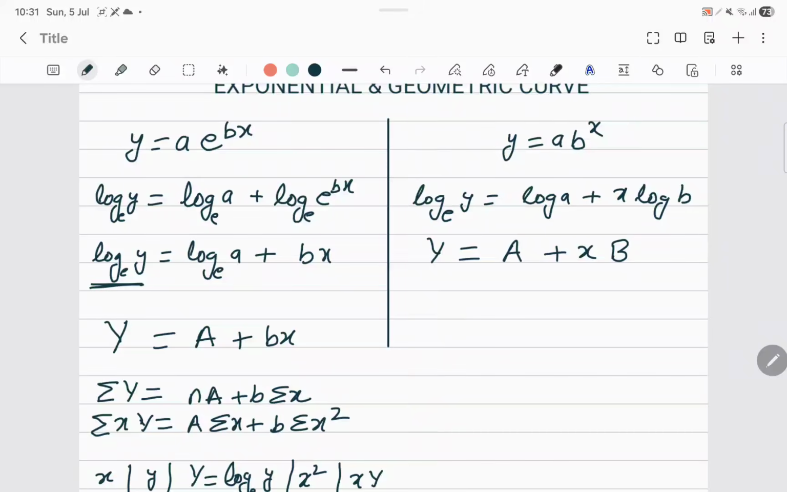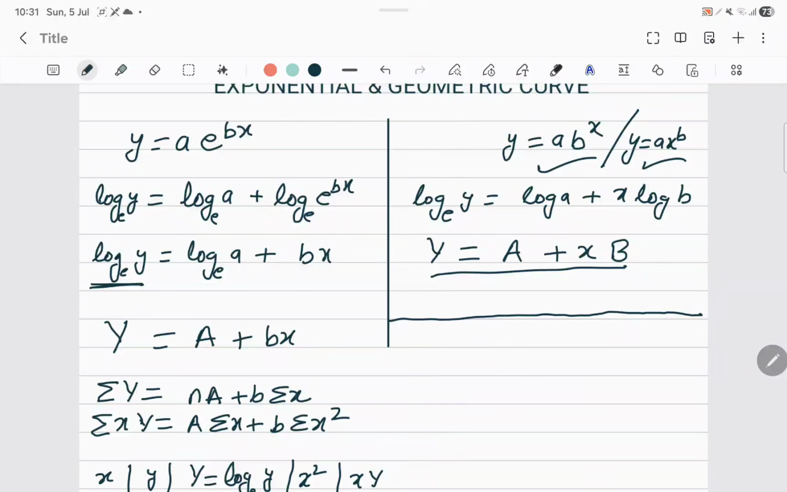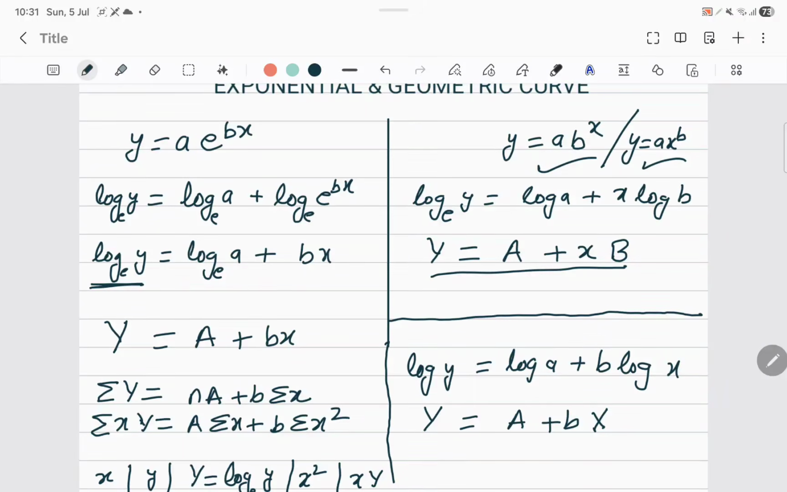In geometric, you can have y is equal to a x to the power b also, and this is more important as compared to this one. So here also you will have the same thing. It is a straight line. You can write down the normal equation. Now let me tell you for this case. If I take log here, what do I get? Log y is equal to log a plus b log x. So this will become Y is equal to a plus bX. So my x is also a new X.